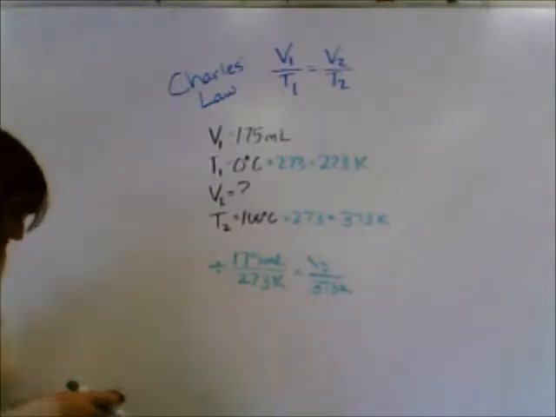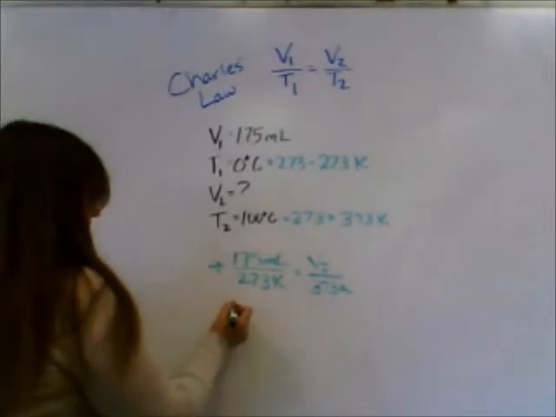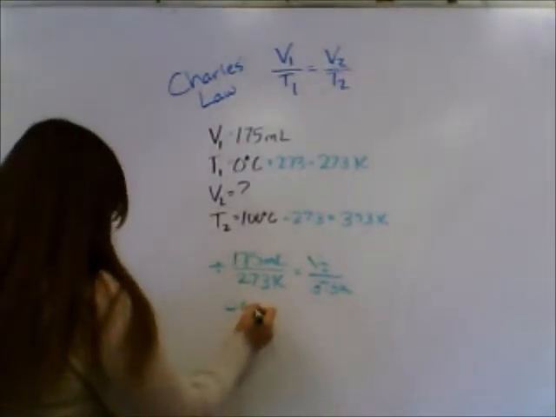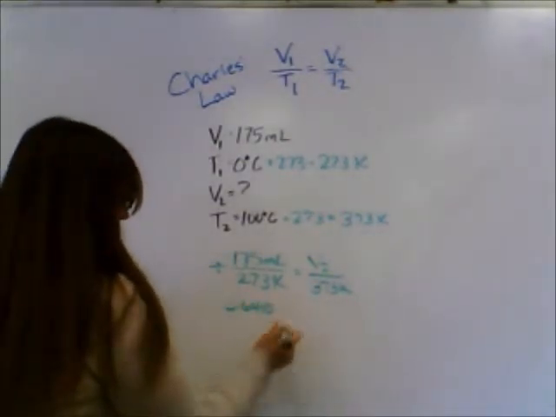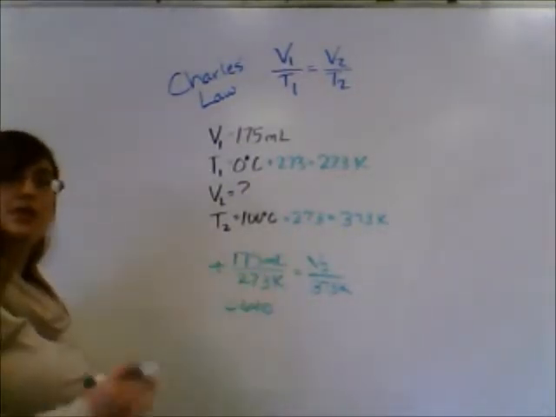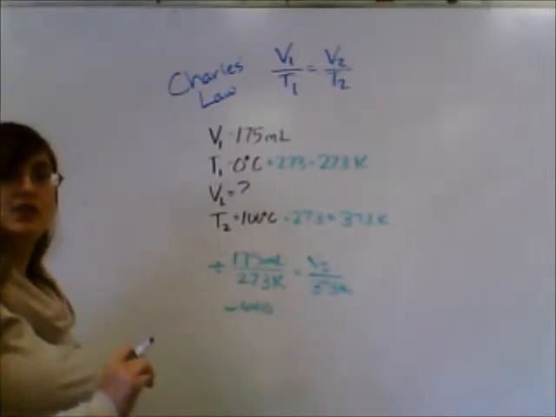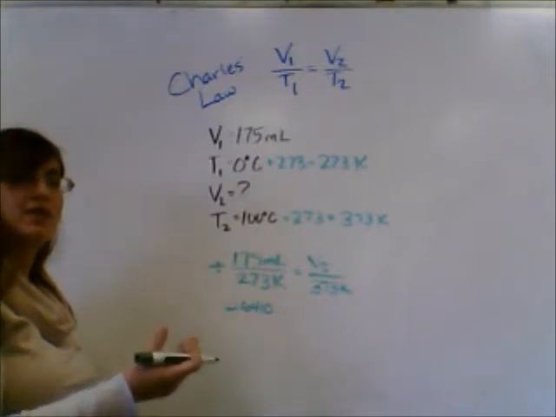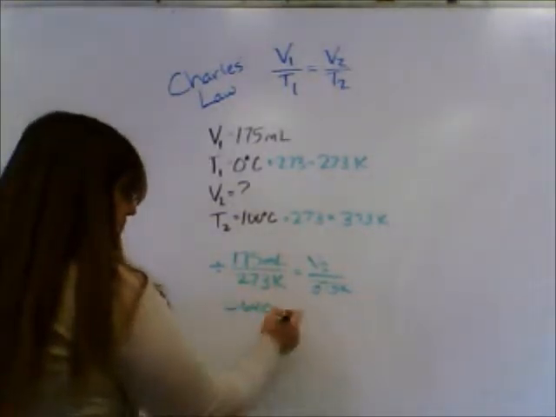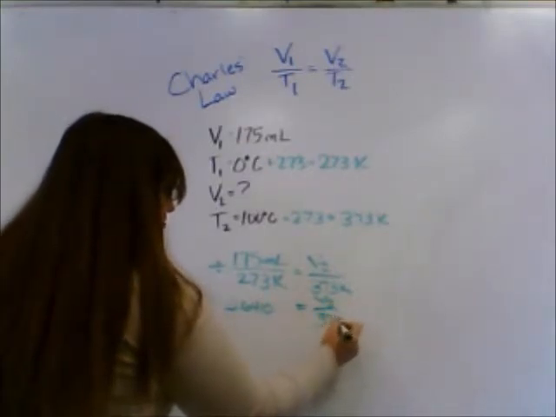And that will give us 0.6410... Now it's best practice when you're using this in your calculator, just leave this value in there. You want to leave as many digits to the right as you can, because if you round at this point, it could potentially make your final answer incorrect. So we've got that, and that's equal to V2 over 373.